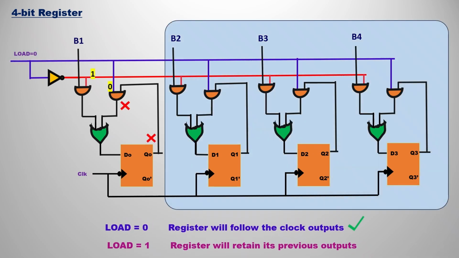So I will only explain the logic for the first flip-flop. The same pattern is repeating, so you can apply that to the remaining flip-flops also. For the first flip-flop, when load is equal to 0, I am considering the first case: the register will follow the clock inputs.